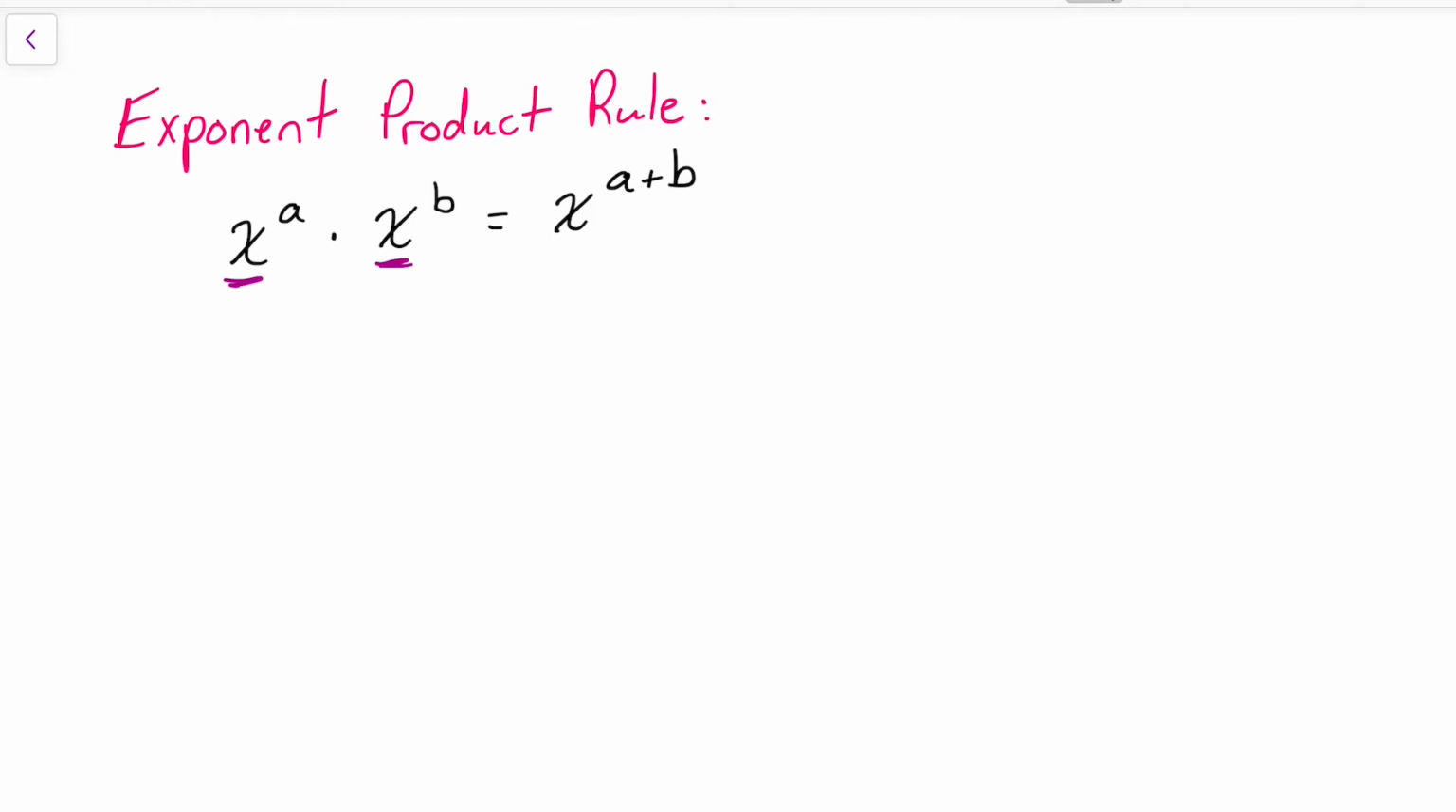This may make a little bit more sense if we can see it in action. So again, let's stick with x. If we have x to the power of 3 times x to the power of 5, and we were asked to simplify this, we'd first recognize that the base is x in both of these, so we can apply the product rule, and we get x to the power of 3 plus 5, which we know would simplify to x to the power of 8.